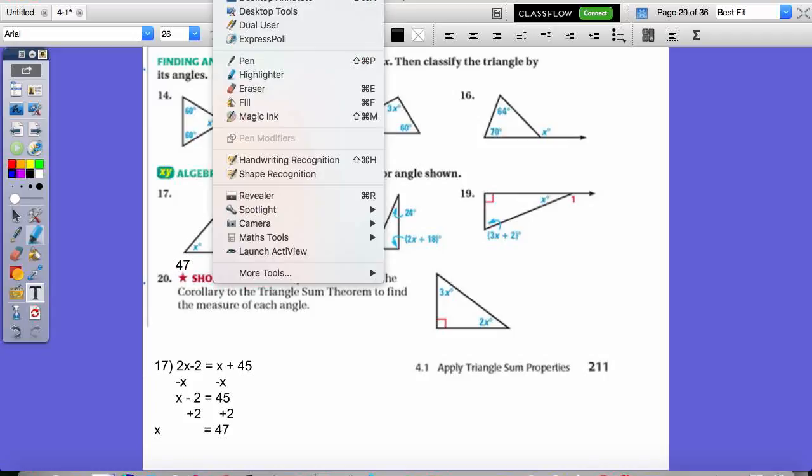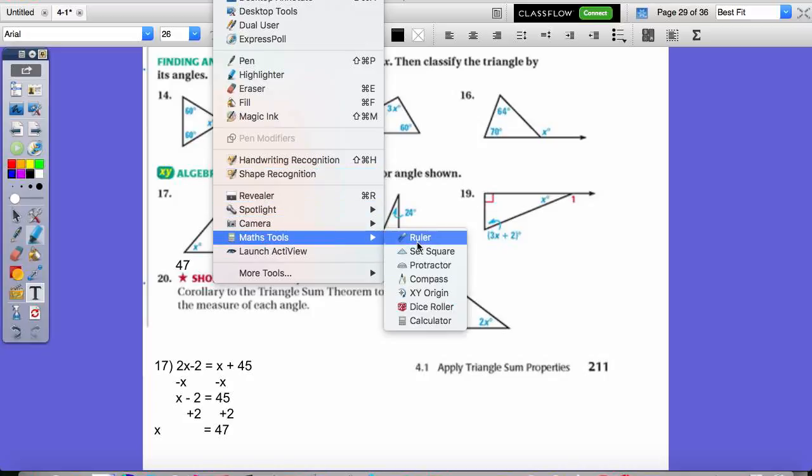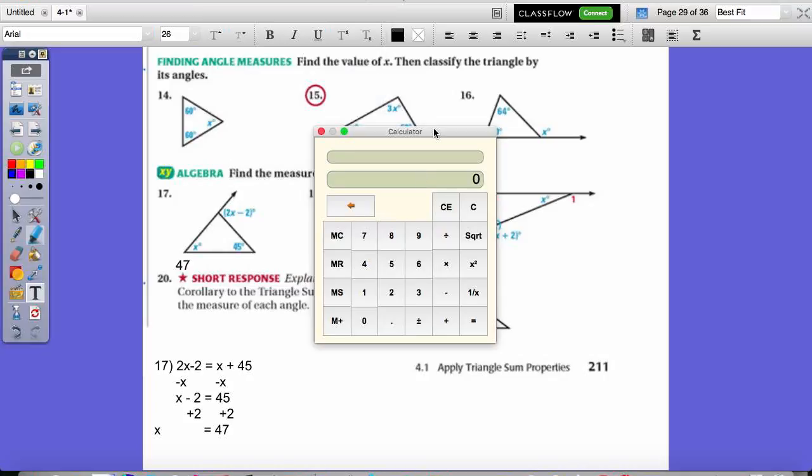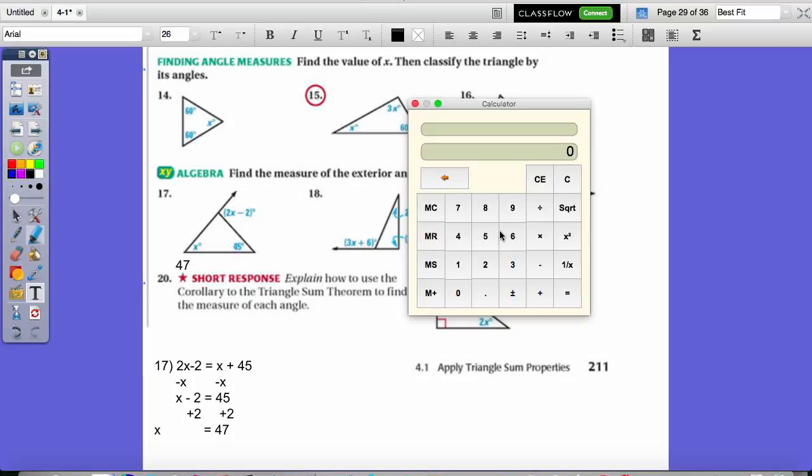Now this would be, if I wanted to find that angle, 2 times 47, so 47 times 2 is 94 minus 2, so that should be 92. That's the exterior angle. The exterior and the interior make a linear pair. They should add up to 180. So 180 minus 92 is 88.